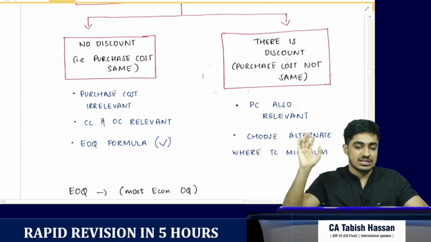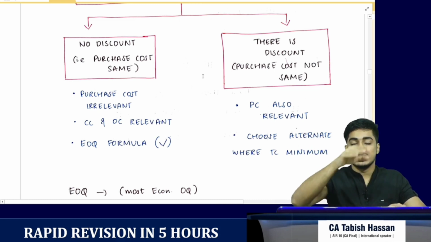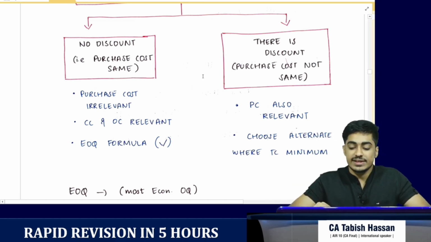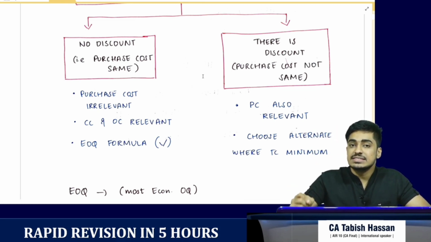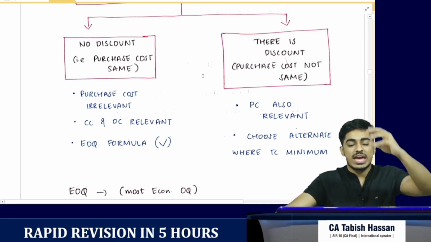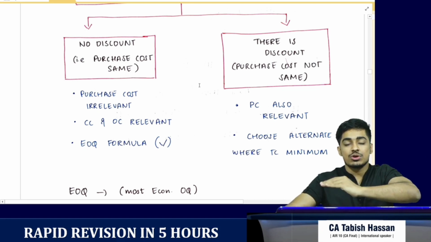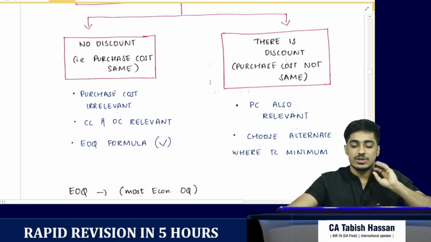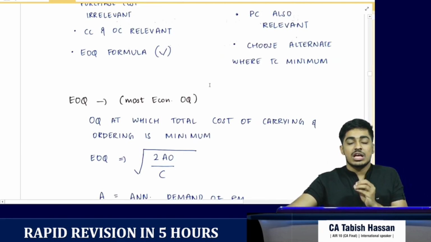And when there is discount, purchase cost is not the same, it varies. So purchase cost is also relevant. So now we take a decision where the total inventory cost is minimum. Okay, so we have all the alternatives. We see the total cost in all the alternatives. Wherever it is minimum, we choose that. Clear?